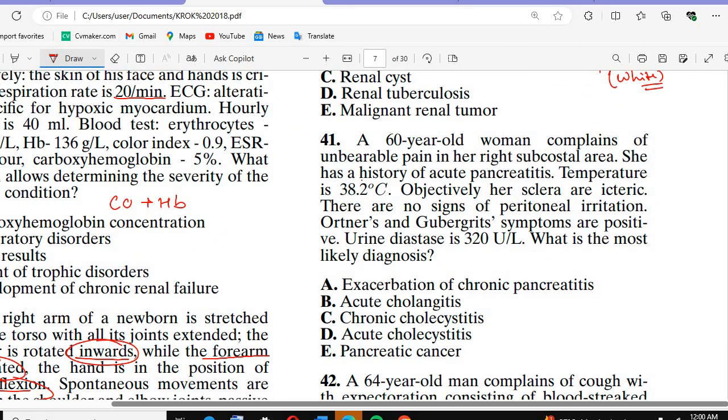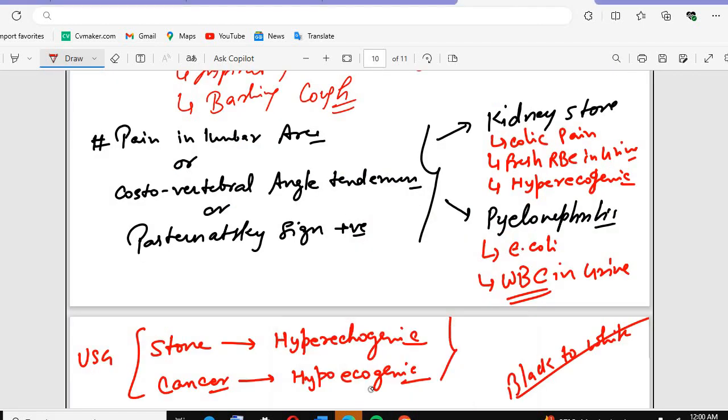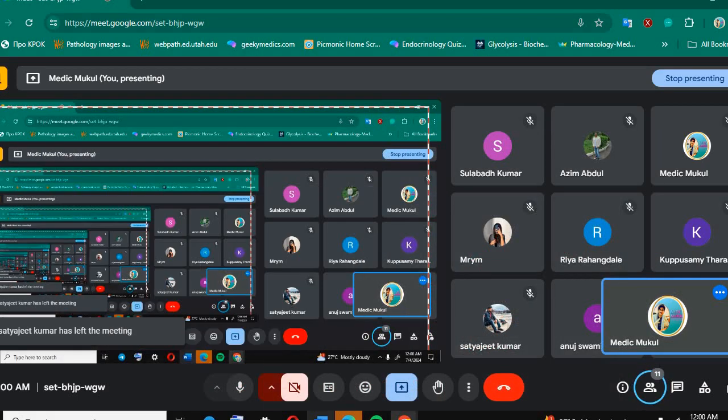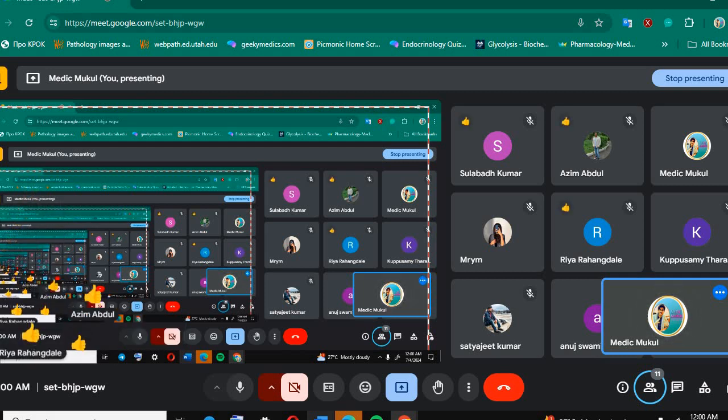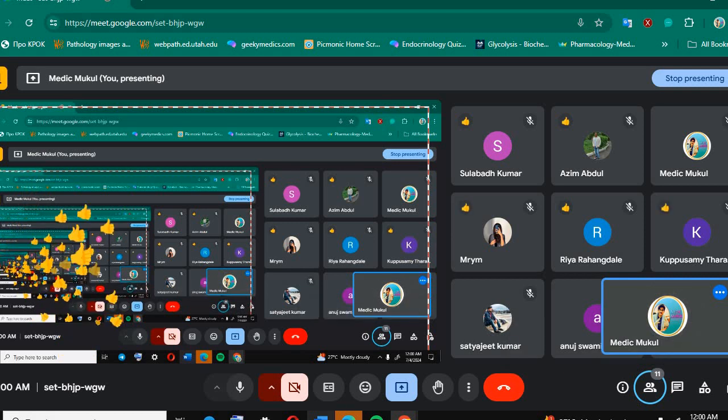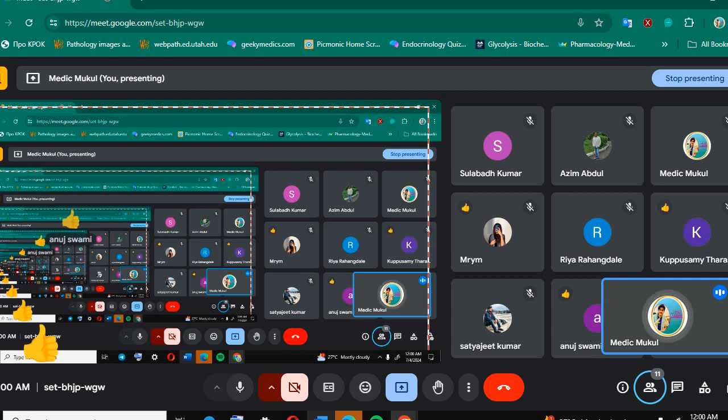Then question number 41: a 60-year-old woman complains of unbearable pain in the right subcostal area. I hope every one of you knows about the abdominal area. Everyone give me a thumbs up if you know already. Okay, every one of you knows. Solomon, do you know all the abdominal regions?